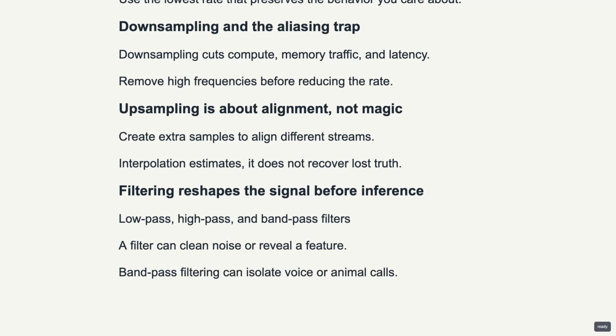Speech-like and audio-like signals often need a narrower focus. A bandpass filter keeps the useful frequency band and rejects the rest, which reduces the burden on the classifier and makes it less sensitive to background noise.